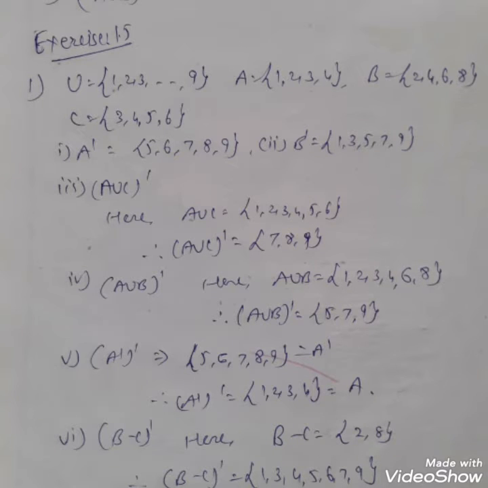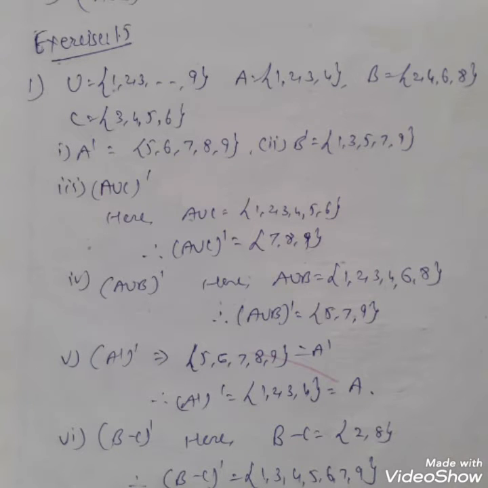Now we have to find the complement of set A, that is denoted by A dash. Here set A contains 4 elements 1, 2, 3, 4. So A dash has the elements which are present in U but not in A. So the elements are 5, 6, 7, 8, 9. Similarly B dash means elements present in U but not in B. Here we have to cancel the elements 2, 4, 6, 8 from the universal set. So the remaining elements present in B dash are 1, 3, 5, 7, 9.